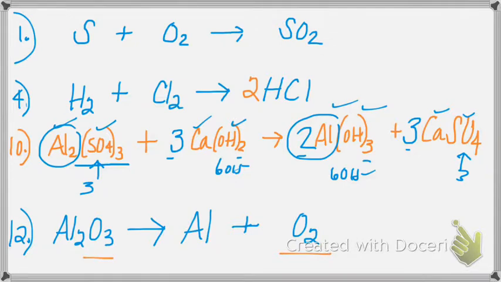The only way that I'm going to get those to balance out is do a multiple of 3 and 2. So I'm going to put a 3 right here, and that gives me 6 oxygen, and I'm going to put a 2 right here, which gives me 6 oxygen. But now it gives me 4 aluminum. So I'm going to put a 4 right here, and now it's balanced. Okay? So you have your worksheet.